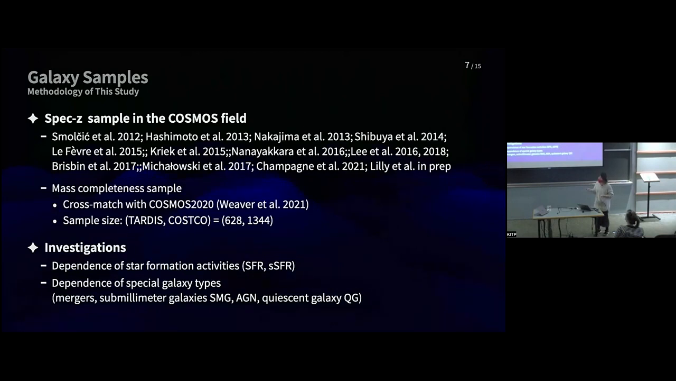Using this galaxy sample, we assess the dependence of star formation rate, specific star formation rate, and the fraction of special types of galaxies, which are shown here. The stellar mass and the star formation rate of our samples were referred to the COSMOS 2020 catalog, and also a specific assumption.